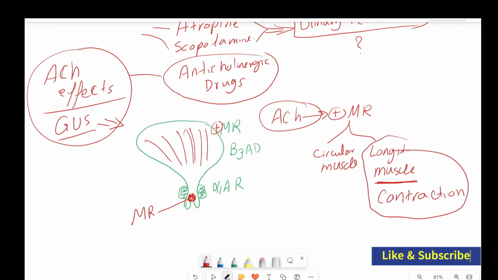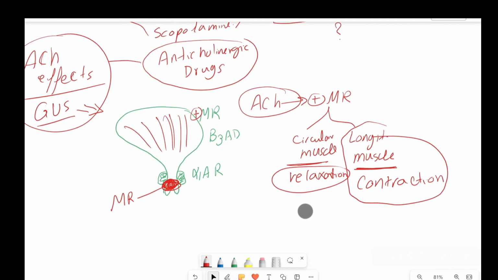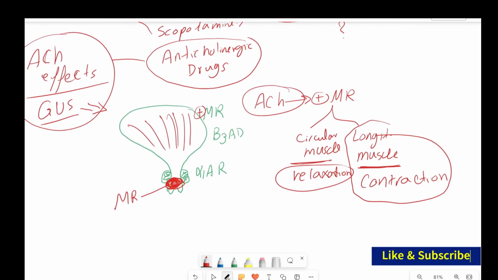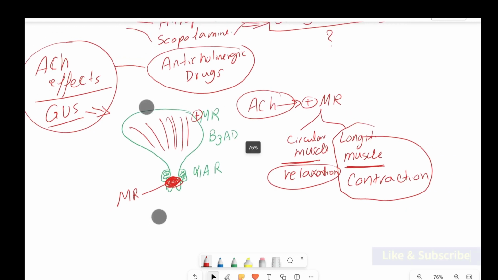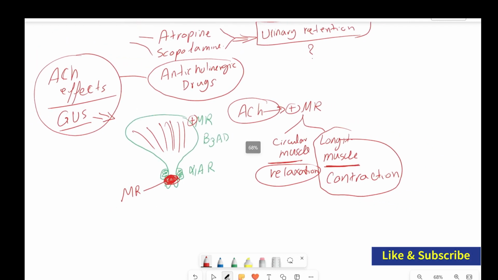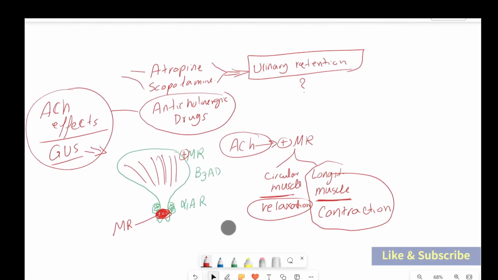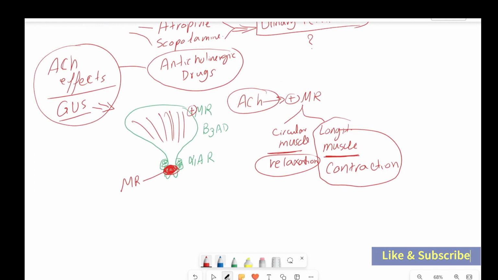What happens to the circular muscle, the sphincter? The result will be relaxation. Now we understand the effect of acetylcholine on the bladder. Shall we move to what happens if you apply an anticholinergic? We oppose the action. So when you have atropine or scopolamine, we try to oppose the action of acetylcholine.